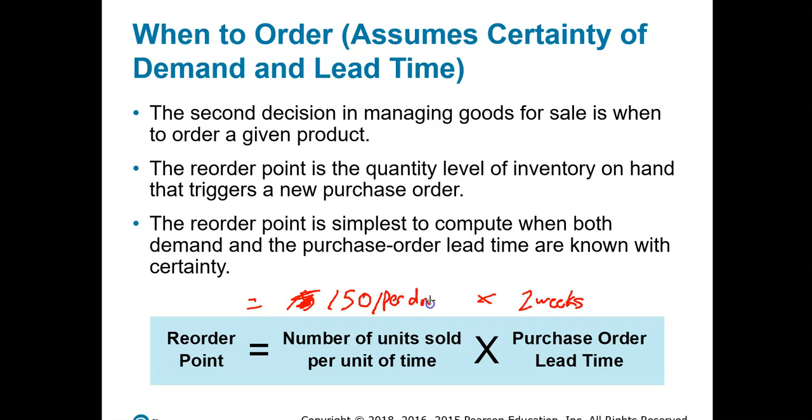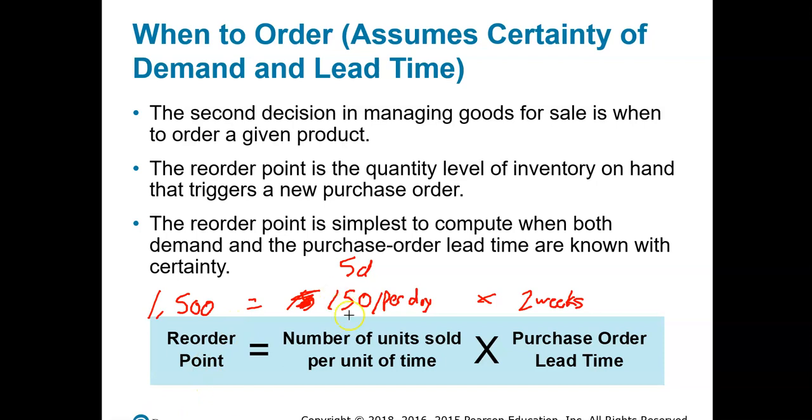And let's say that our manufacturing process is open 5 days a week. So how many am I going to use in this 1 week? Well, I'm going to use 150 times 5, which is 750. So 750 per week times 2 weeks. I would need to reorder once my inventory level got down to 1,500 units.